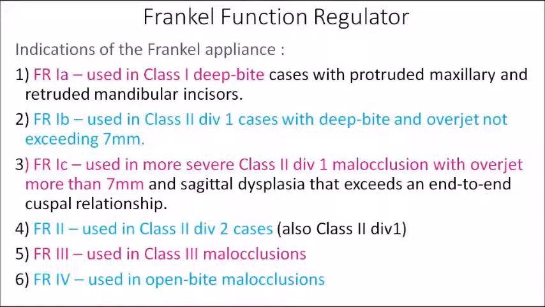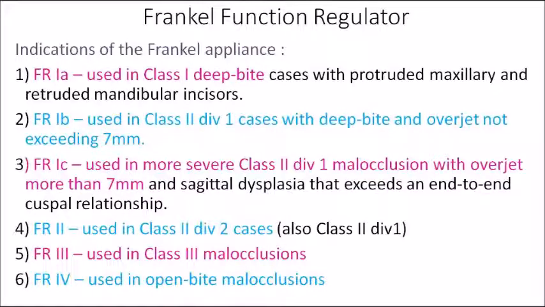So I will again repeat the indications of each of these Frankel's appliances. Type 1, which is subdivided as 1A, 1B and 1C. 1A is used in class 1, so type 1A is used in class 1 with deep bite. Now type 1B is used in class 2 division 1, so class 2 division 1 with overjet less than 7 millimeters. And Frankel's regulator 1C is used in class 2 division 1 cases with overjet more than 7 millimeters.